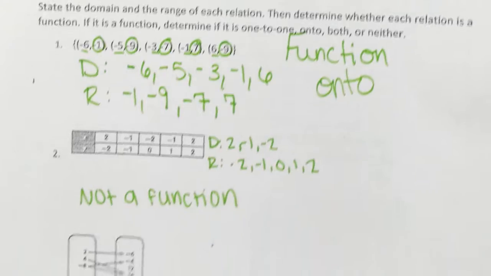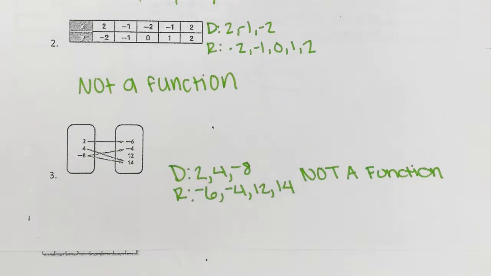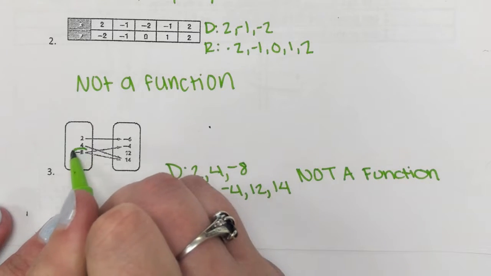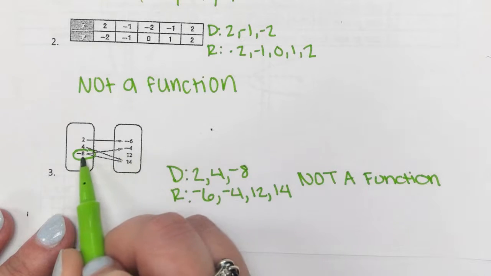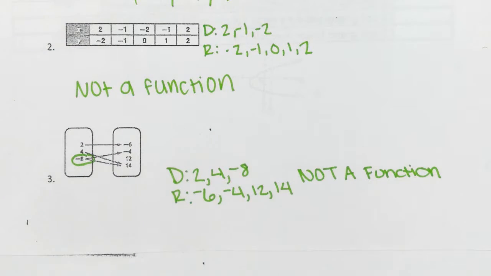All right, Miss Kayla, put up number 3 for you. So, Kayla, can you explain to us why number 3 is not a function? Because -8 is repeating. How did you know it was repeating? It has 2 little arrows. There you go. Like right here, guys, look. See how the -8 has 2 arrows coming off of it? One goes to the -4 and one goes to the 14. So that is not a function. You got it good? Y'all okay?